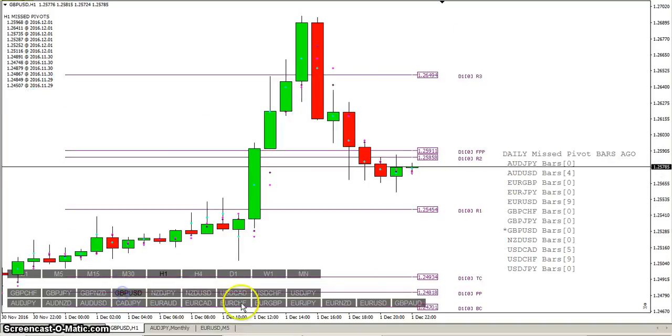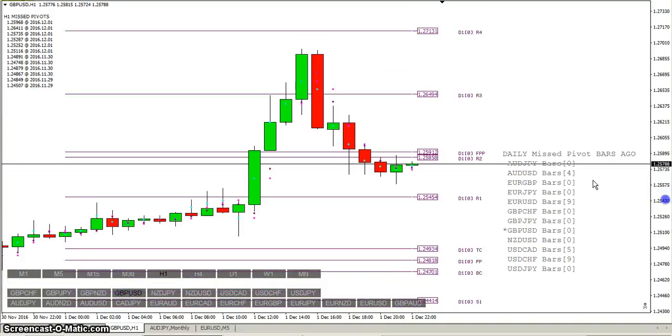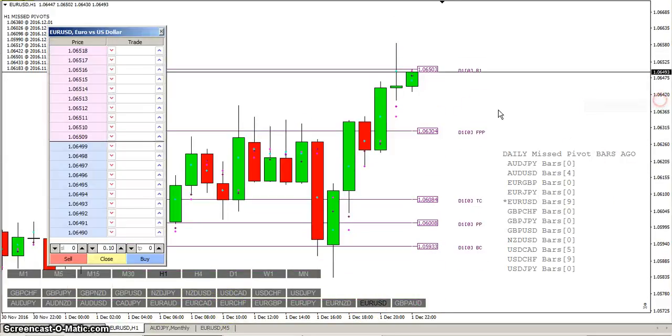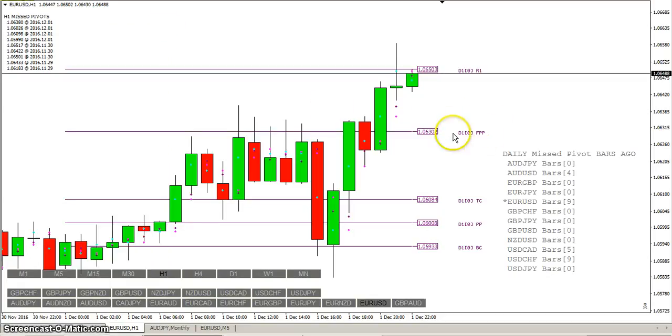Let's take a quick look at the pound dollar. Future pivot and the current pivot. And as you can see, we haven't hit that pivot on the pound. And did we look at the euro? Here we go. The euro future pivot is right here. Euro's here near R1, so chances are it's going to come back down this way.